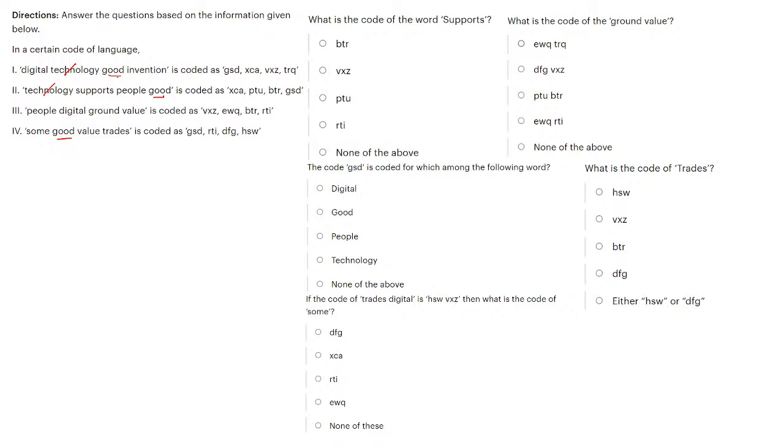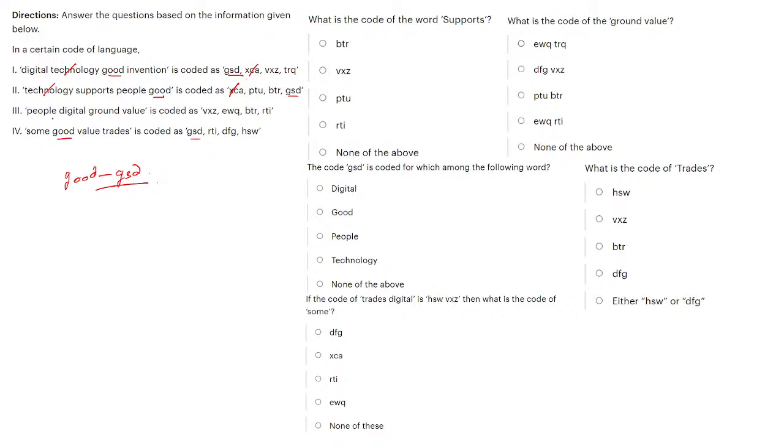So now see these 3 statements, what is the common code for good? Only one word is common, right? So XCA GSD. See, GSD. So GSD is for good. I will not write it, just mark with some different notation so that you can get it very easily, right? So this is XCA. This is the code for technology.